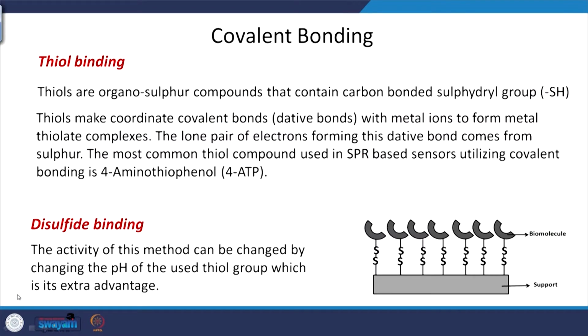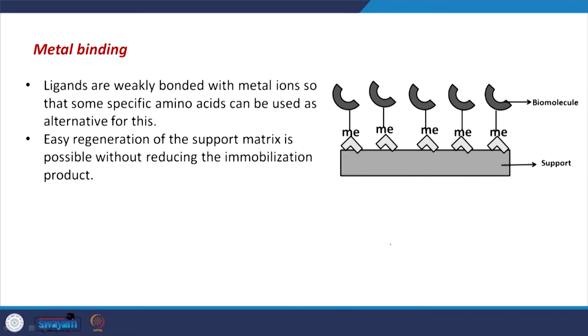Disulfides are another molecules which have two thiols, one binds to the substrate, the other binds to the molecule. It is a very strong bond. Okay. Then you have metal bonding, it is a really weak bond. So, ligands can bind sometimes directly. This is very good for specific amino acids, and it allows easy regeneration of the support matrix. Because it is loosely attached, if you want to regenerate the surface for sensing again and again, you can easily do it.